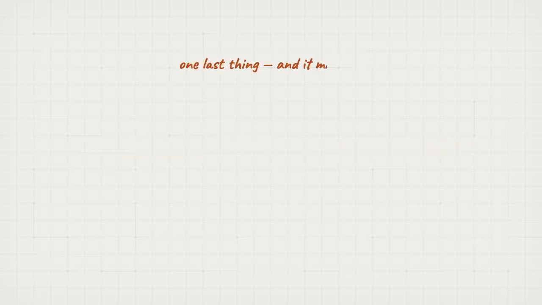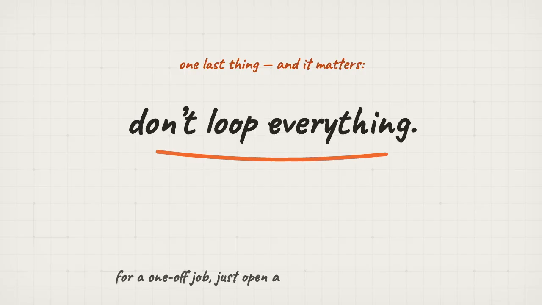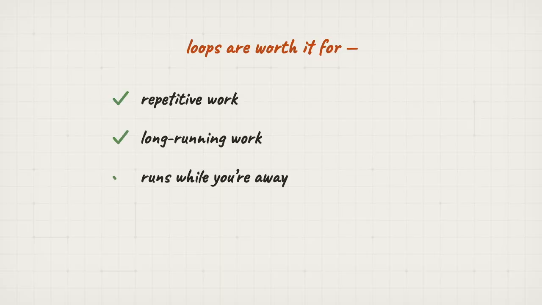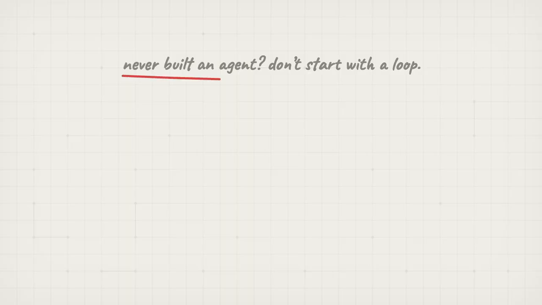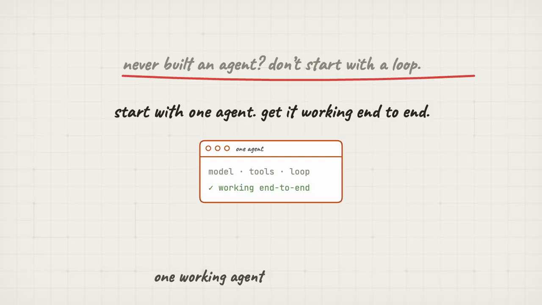One last thing, and this one is important. Don't loop everything. For a one off job, just open a session and do it. You will be faster. Loops are worth the trouble on work that's repetitive or long running or that you want happening while you are not there. And only when you can write that testable stop condition. If you can't write the stop condition, don't build the loop. Same thing if you have never built an agent at all, don't start with a loop. Start with one agent first, get it working end to end.